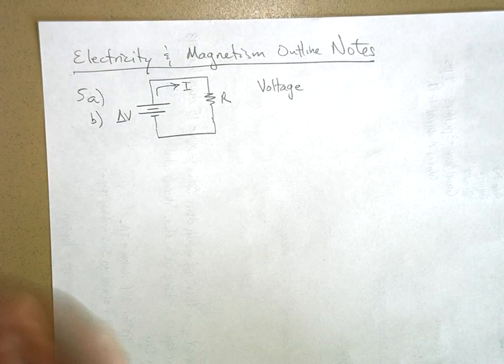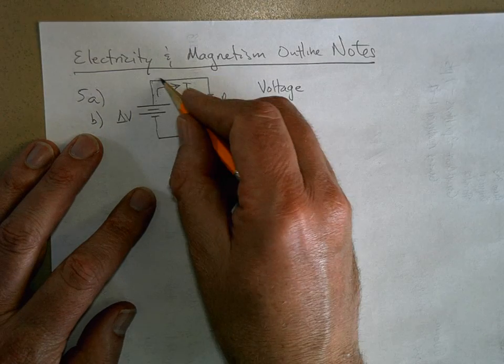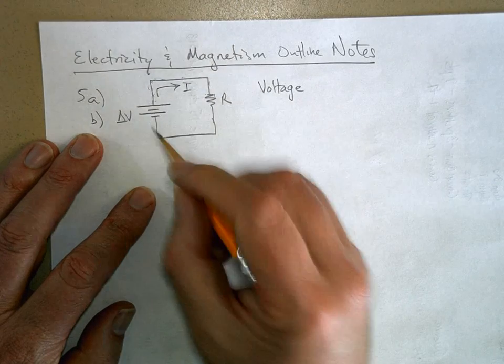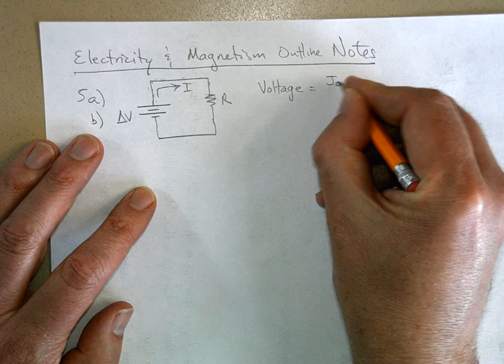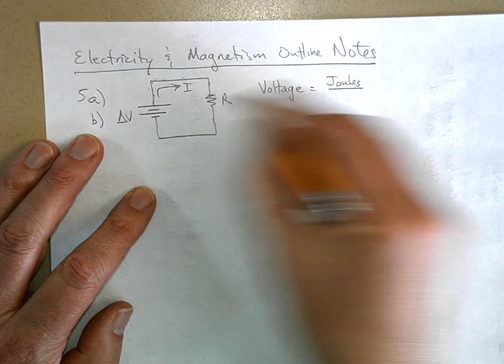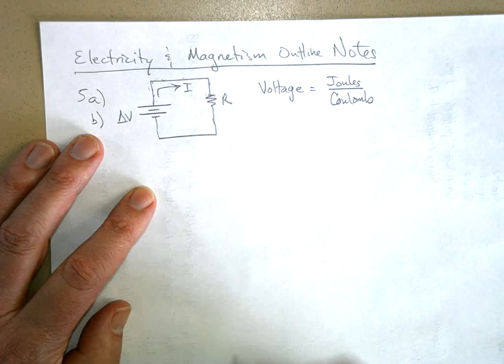Okay, voltage. Voltage is the energy that's in the charge carriers. You've got moving charge in these wires. They carry energy. How much energy? Well, that's what voltage is. It's the joules of energy for every coulomb of charge that the electricity is carrying.